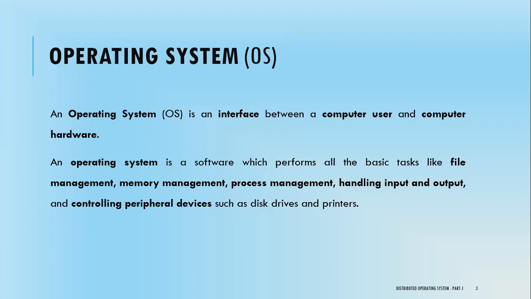Operating systems. An operating system is an interface between a computer user and computer hardware. An operating system is software which performs all the basic functions like file management, memory management, process management, handling input and output, and controlling peripheral devices such as disk drives and printers.